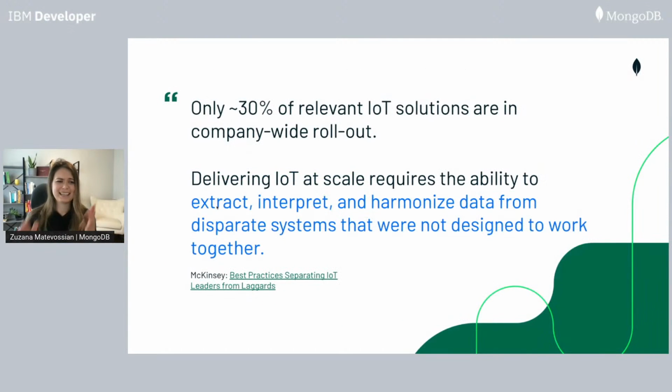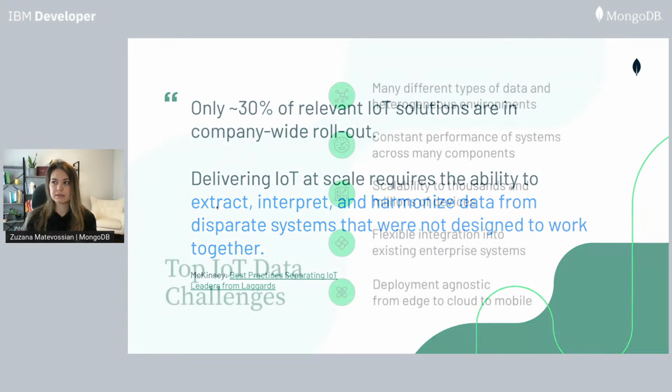But, and I hate to start sentences with buts, only 30% of relevant IoT solutions are in company-wide rollouts. We see people who are trying to deliver IoT at scale not exactly deliver it. And it's very often because delivering IoT at scale is difficult. It requires extraction, interpretation, and harmonization of data from disparate systems, like McKinsey noted in this quote that we have.